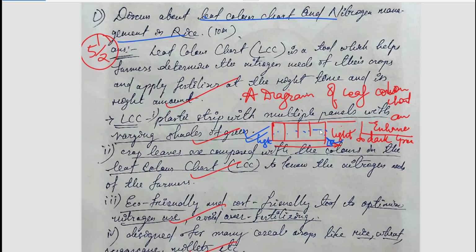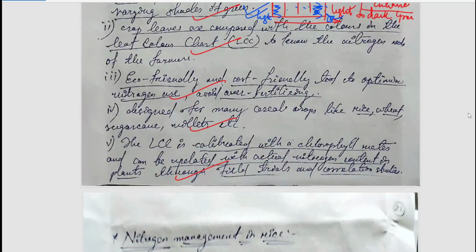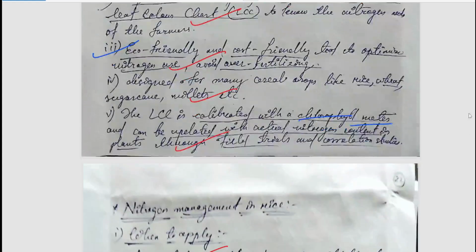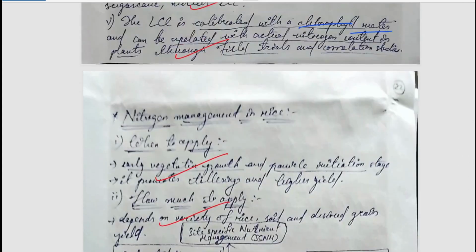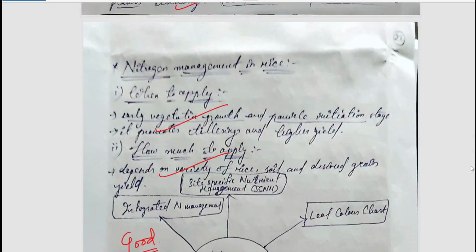If it is on the dark green side, obviously the nitrogen quantity is nice. If it is on the light green side, then you have to add some inputs for nitrogen such as urea. So this is what you should know. Again, here it suggests it is eco-friendly, it is calibrated with chlorophyll meters. The written points you can simply pause and read if you want to. I hope you understand what leaf color chart is.